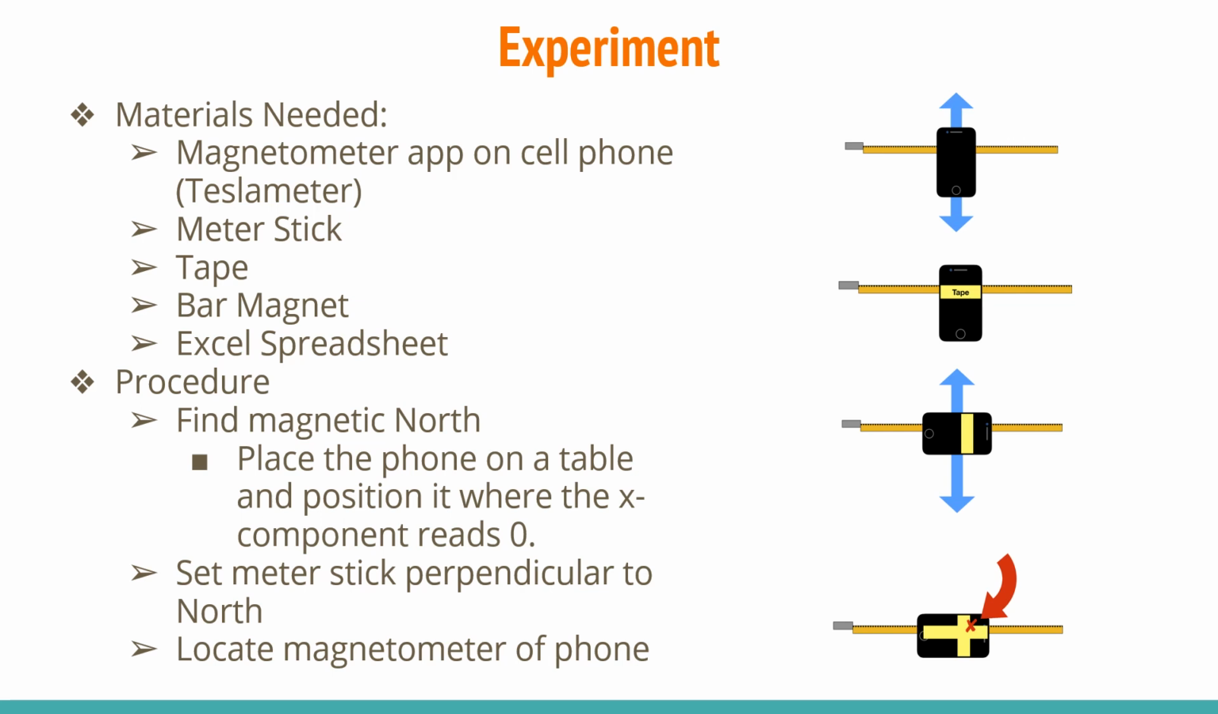To begin, I found magnetic north by laying the phone flat on the table and rotating until the x component read 0. When the x component is 0, it's pointing in the magnetic north direction. Next, I had to find the magnetometer sensor location on the phone. I did this by moving the phone side to side and placing pieces of tape when I reached the intercept, as shown in the diagram.